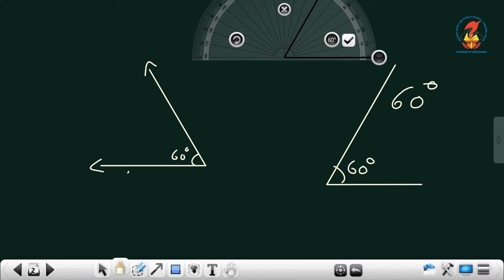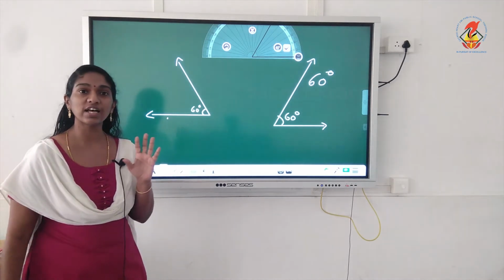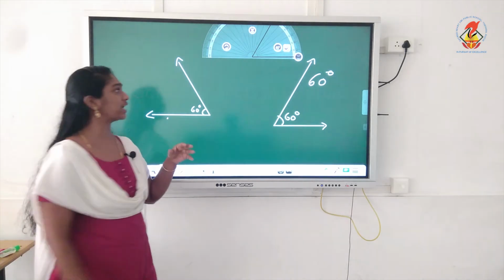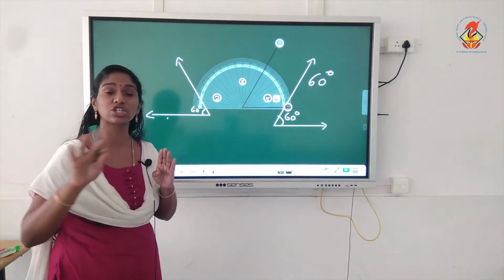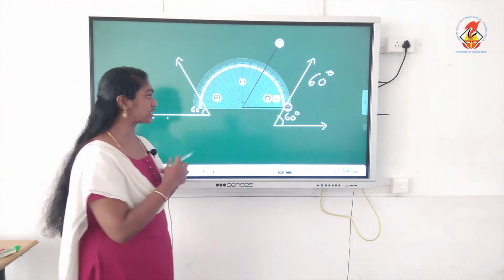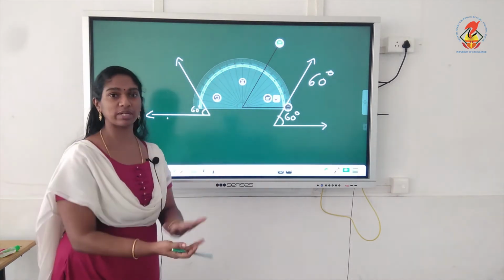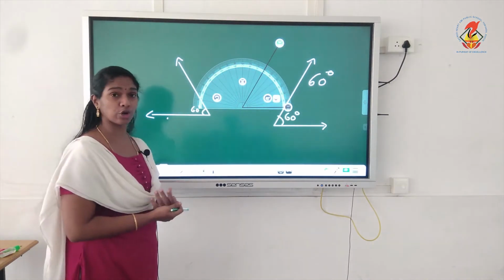What is the difference? Here I have used the outer scale, there I have used the inner scale. But still both the figures are same. Understood? So I can either use the inner scale or I can use the outer scale, but depending on the baseline. You have to see the direction of the line. So, I gave you a measure, isn't it? Now, I have given you a measure and I asked you to draw 60 degree.